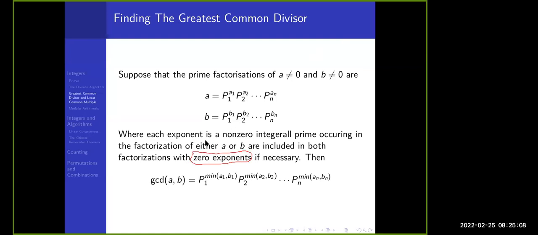But if you have them all the same, then you can apply this technique to find the greatest common divisor. The greatest common divisor of A and B will simply be P1 raised to the minimum of the two exponents, A1 and B1, and P2 raised to the minimum of A2 and B2, and this goes on all the way. This gives you the greatest common divisor of A and B. That's the formula.